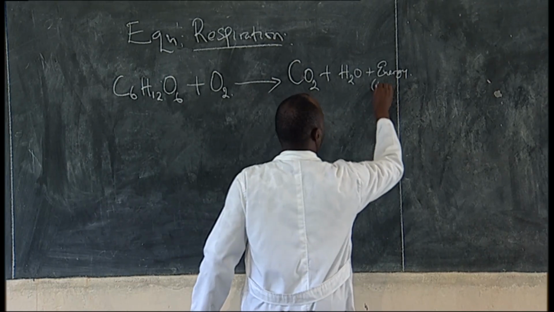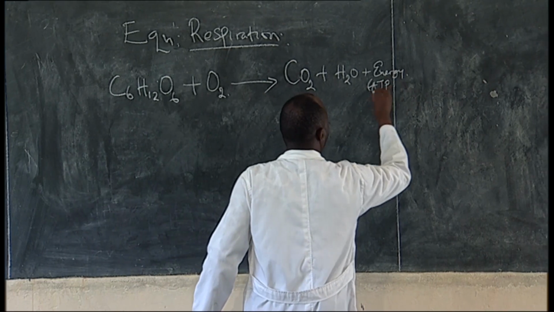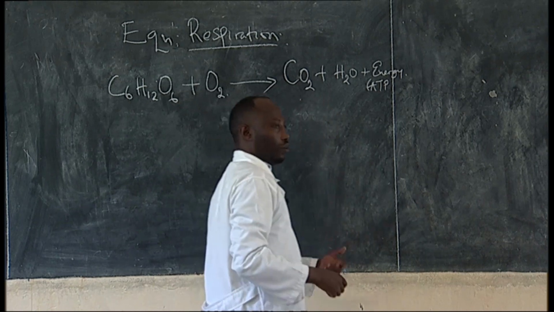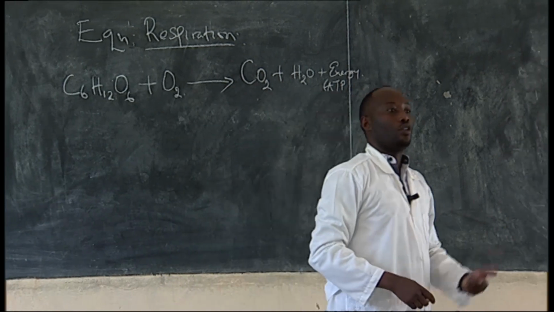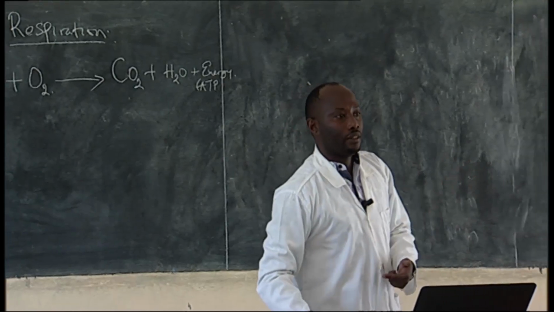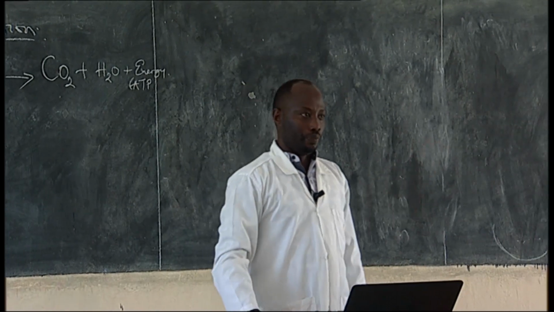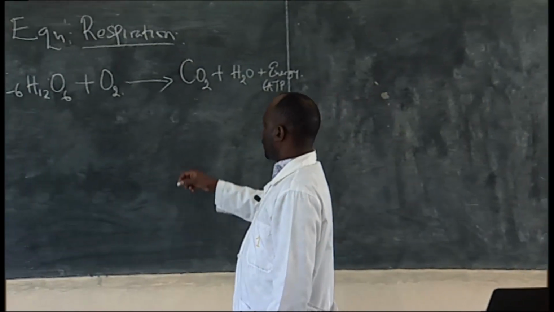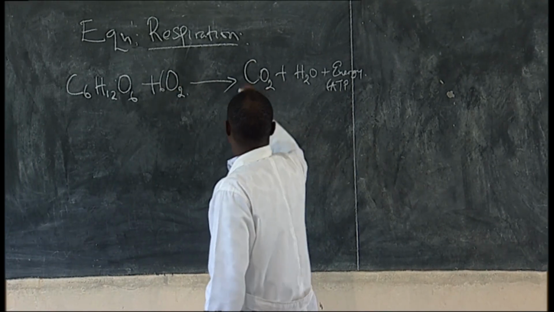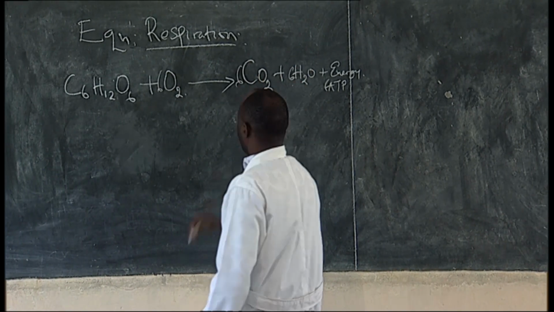Let me put it: one mole of glucose can release almost 38 ATP. Remember to balance the equation. This is 6, 6, 6. The equation, I think, is balanced.